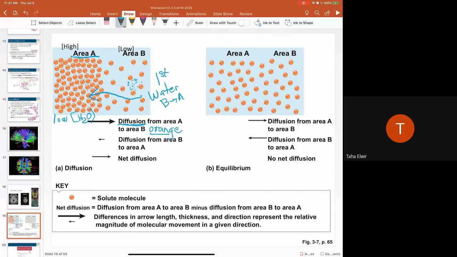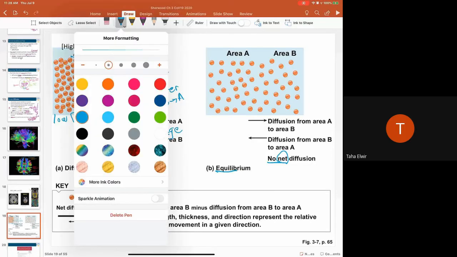And then later, second is diffusion of orange from A to B. The diffusion will continue until you have equal distribution of water and orange particles. And then that will be your equilibrium and no net diffusion. So the term net means you've got particles moving and taking up space from A and moving into space in B.